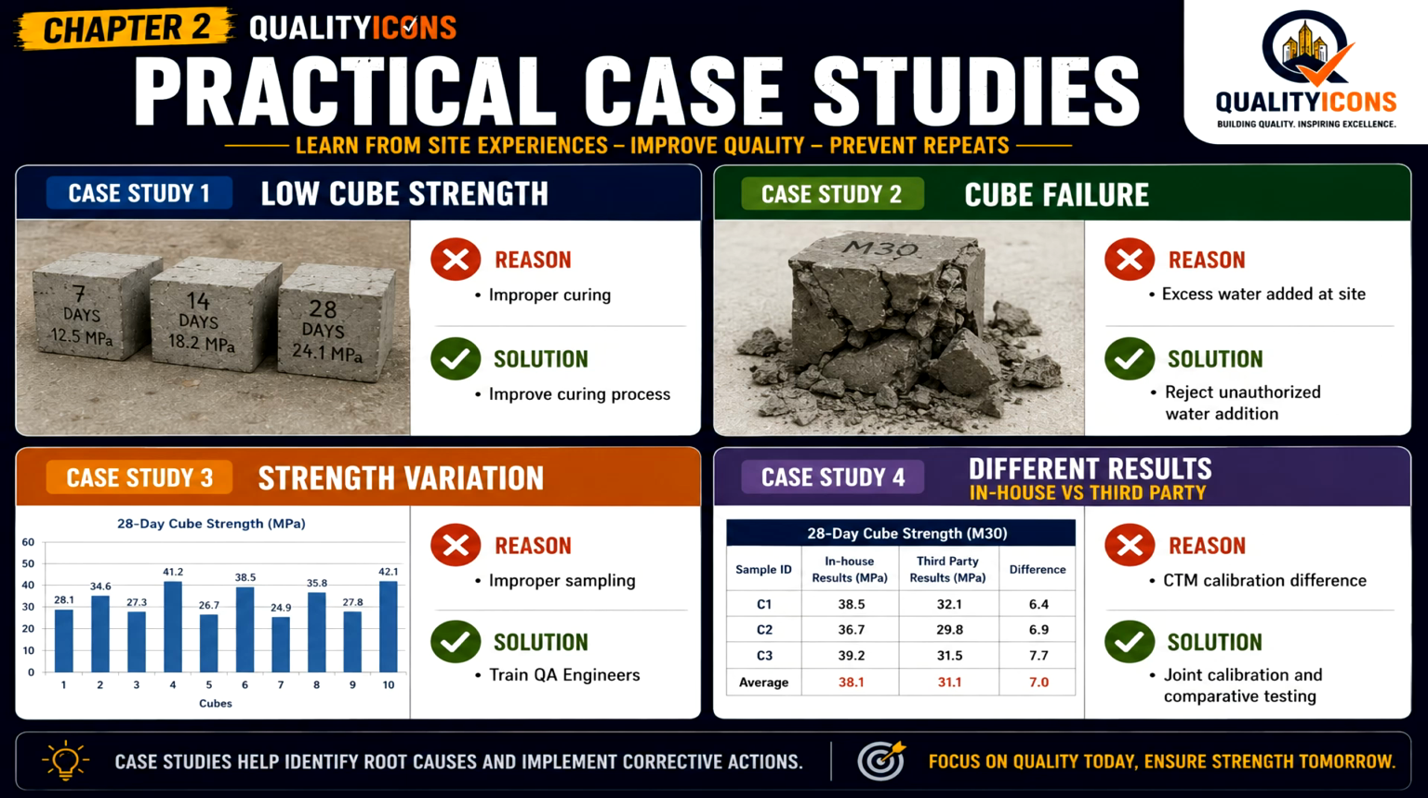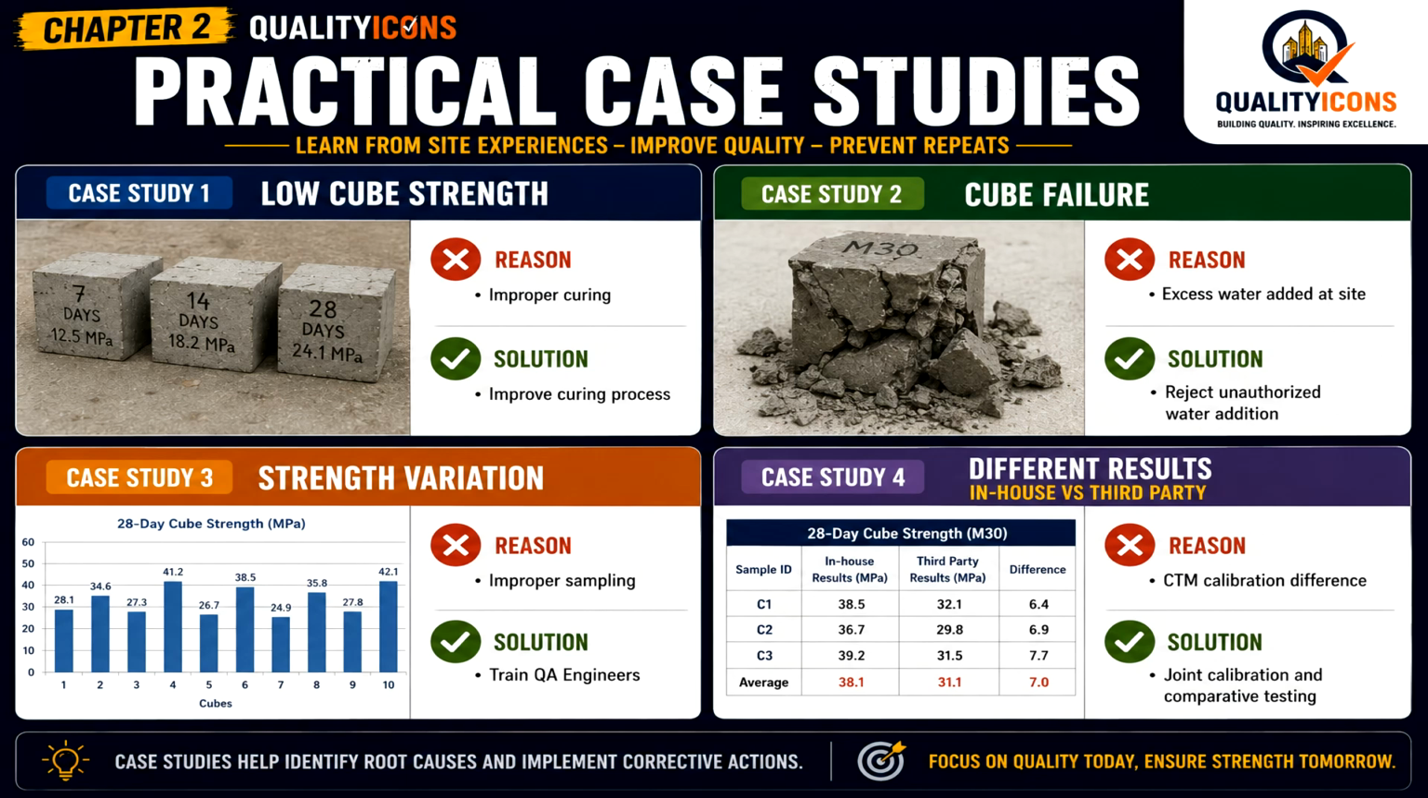Case 3. Strength variations. The strength variation is caused by improper sampling. Earlier we already discussed strength variations. For improper sampling, train site engineers, QA/QC staff, supervisors, and lab technicians. Proper training is a must. Training for each activity is essential for quality assurance and quality control.